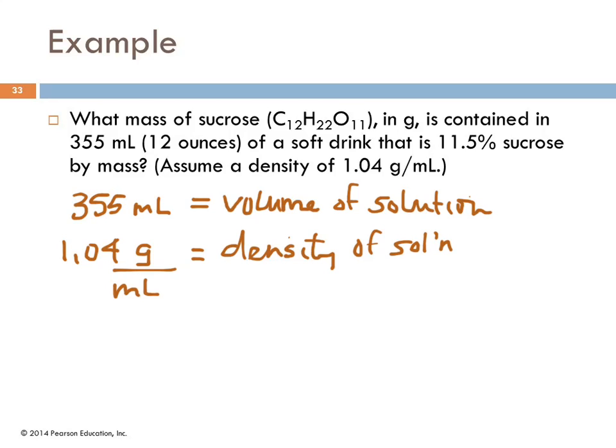This is the chemist's abbreviation for solution. We get tired of writing that word. The 12 ounces we don't need. 11.5%, what does that mean? 11.5 grams of solute. What is the solute? Sucrose. Per 100 grams of what? Solution.